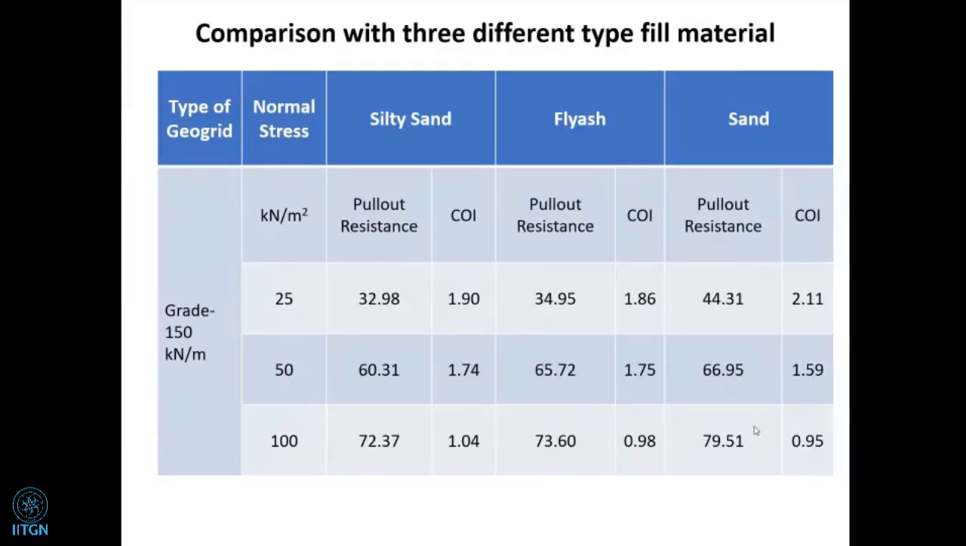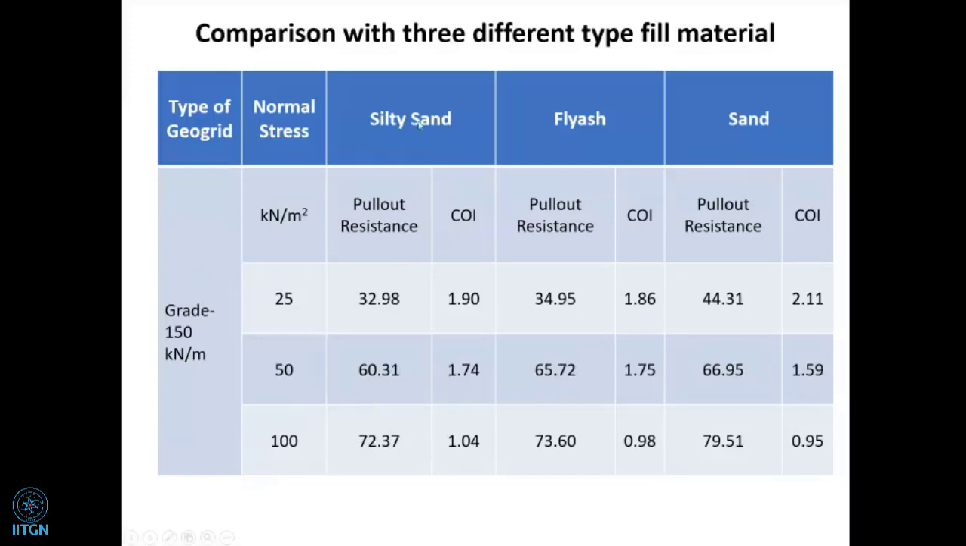This is the comparison with 3 different kinds of fill material: silty sand, fly ash, and coarser sand. The normal stresses remain the same. The grade of geogrid was 150 kilonewton per meter. The stresses were 25, 50, and 100. Pull-out resistance was increasing as the normal stress increased. COI, the coefficient of interaction, was decreasing as the stresses increased. The trend is the same.